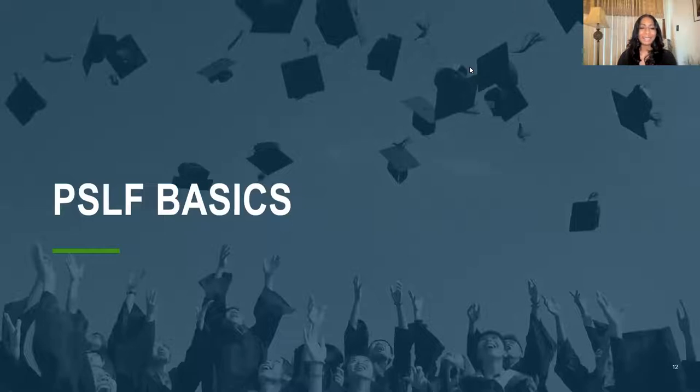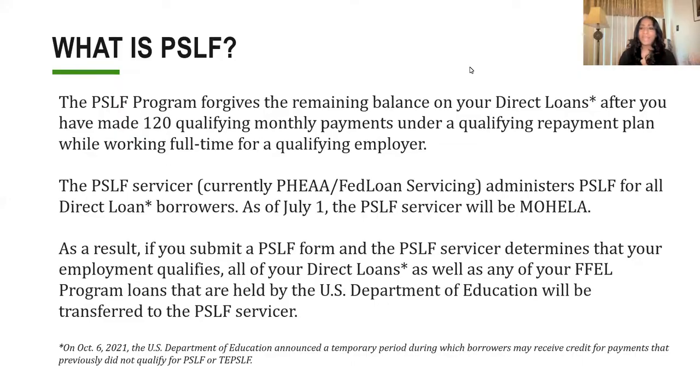So let's start with the basics. Many of you may have heard of PSLF before. You know about Public Service Loan Forgiveness, or you think you've heard something, but let's just do a quick recap. The PSLF program was created by Congress in October of 2007. And it forgives the remaining balance on federal direct student loans after a borrower has made 120 qualifying monthly payments under a qualifying repayment plan while working full-time for a qualifying employer.